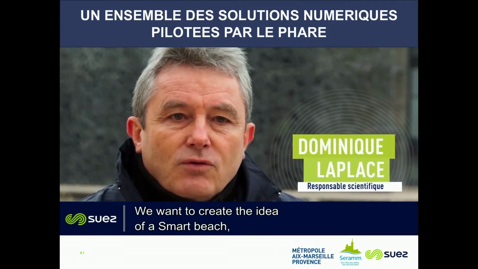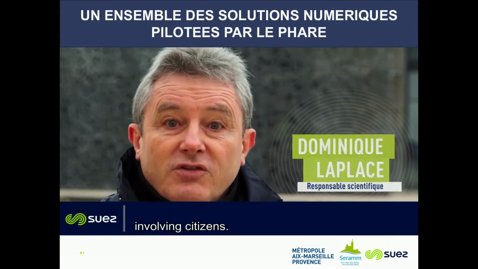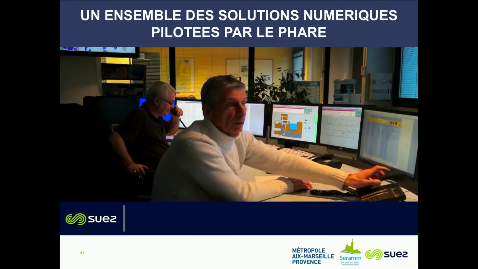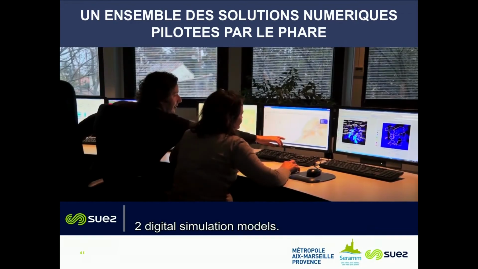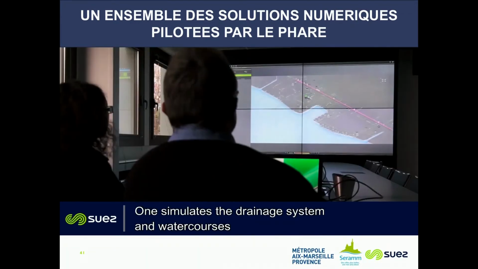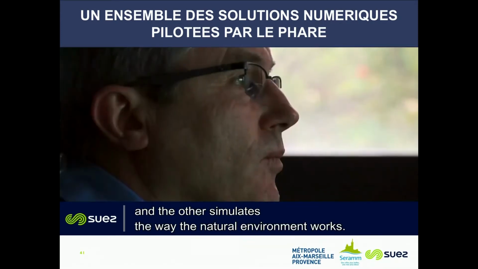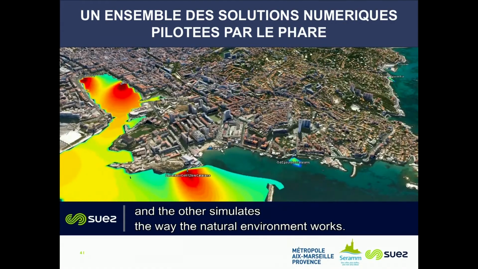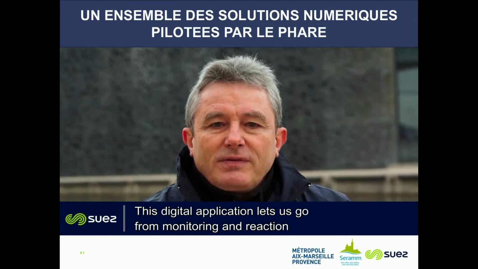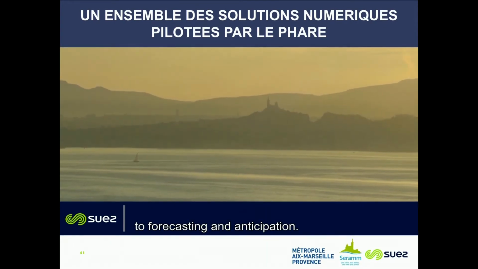Nous voulons créer la notion de smart plage, plage intelligente, plage interactive, plage transparente pour la ville de Marseille. L'innovation consiste à faire tourner deux modèles de simulation numérique. L'un qui simule le fonctionnement du réseau d'assainissement et des cours d'eau et l'autre qui simule le fonctionnement du milieu naturel. Alors, cette application numérique nous permet de passer d'un principe de surveillance-réaction à celui de prévision. Anticipation.